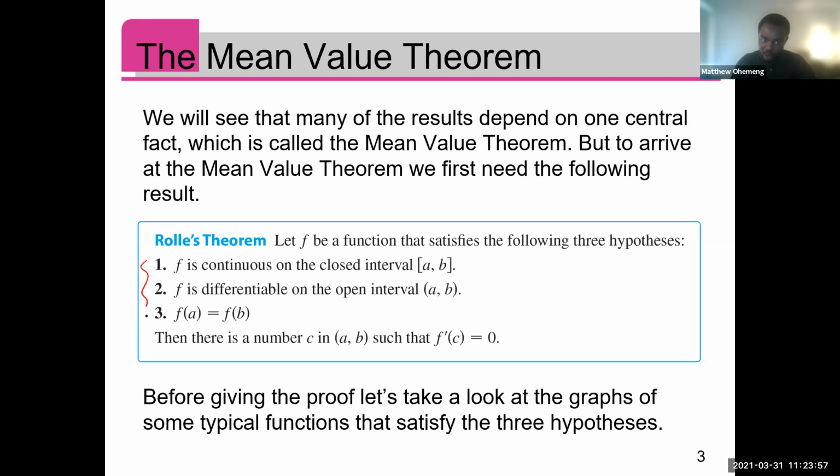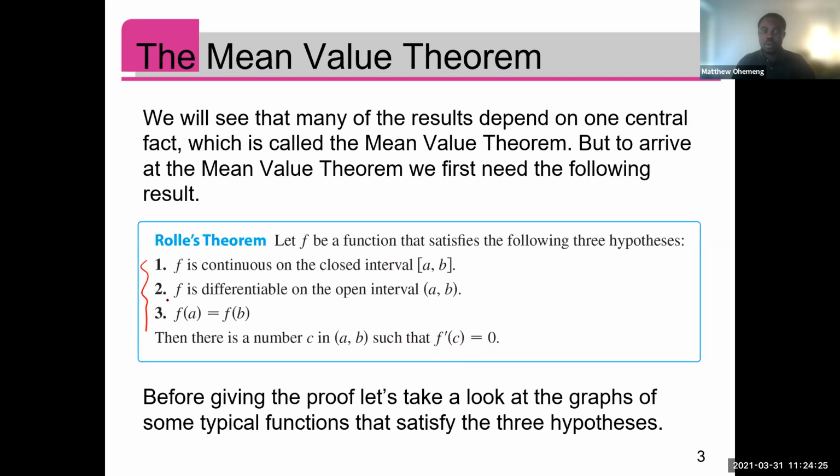Now, if these three conditions hold, then the conclusion is there has to be a number, at least one. There could be more, but there has to be at least one number c, which is not at the endpoints but in between the two endpoints a and b, such that f prime of c is equal to 0.